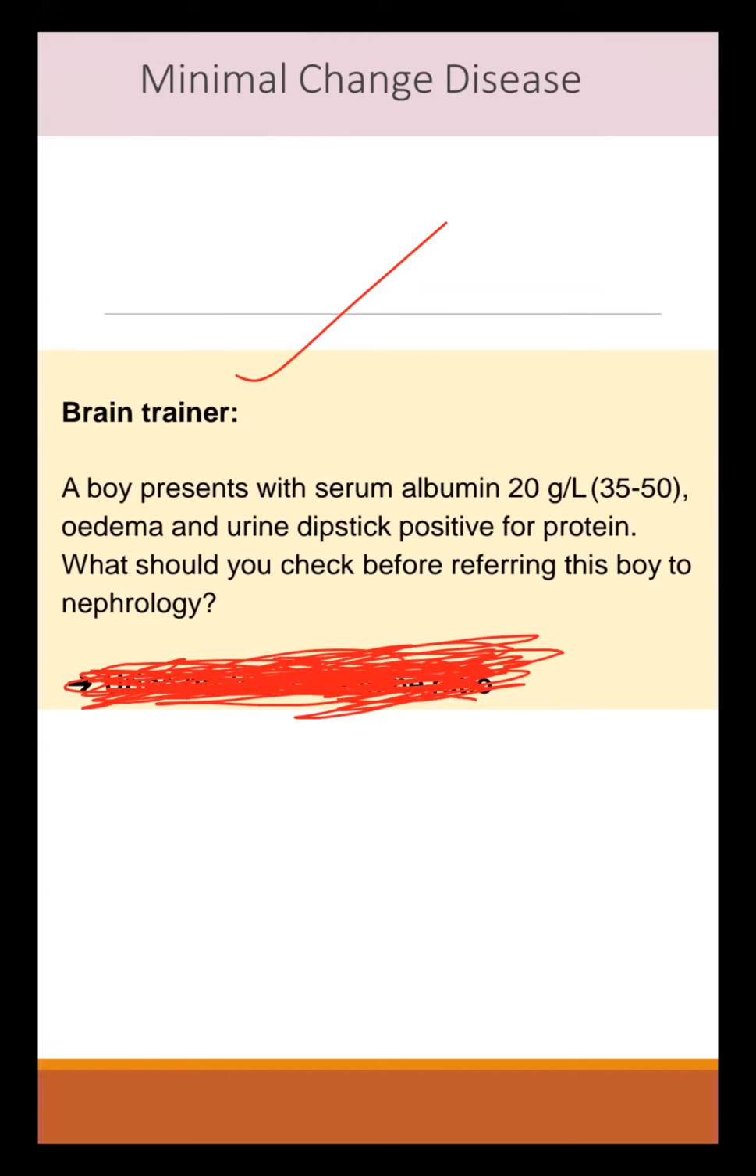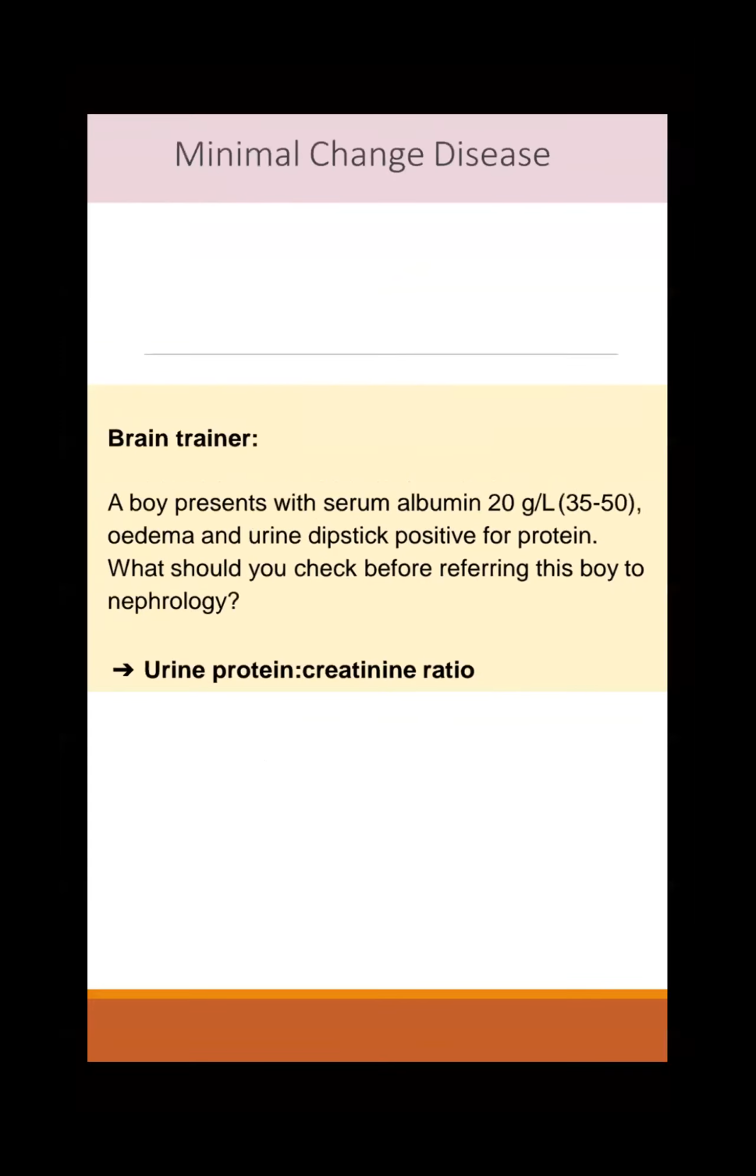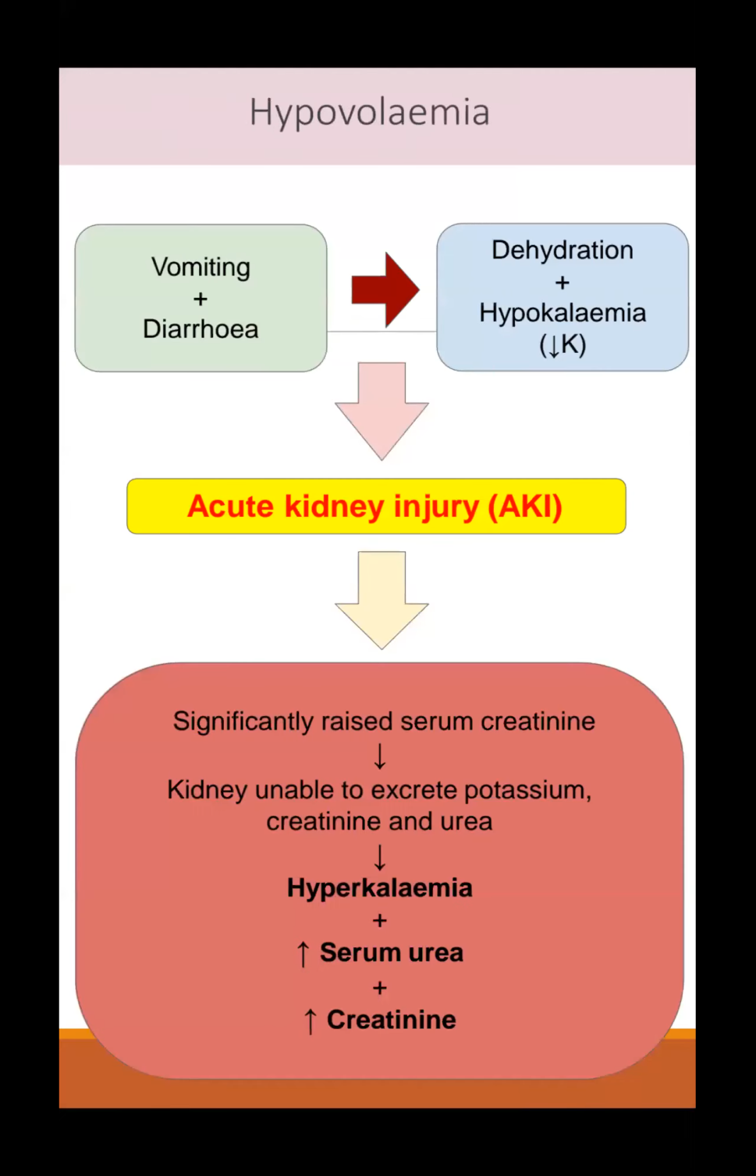Yes, ma'am. A boy presents with serum albumin 20 grams per liter, edema, and urine dipstick positive for protein. What should you check before referring this boy to nephrology? The urine protein creatinine ratio, to confirm whether it is truly impaired or not. Yes, ma'am, for minimal change disease. Thank you, Dr. Maha. So we have to check the urinary protein creatinine ratio for confirmation of minimal change disease.